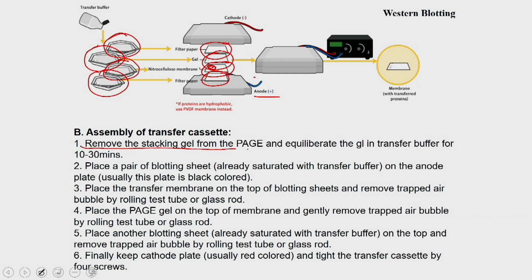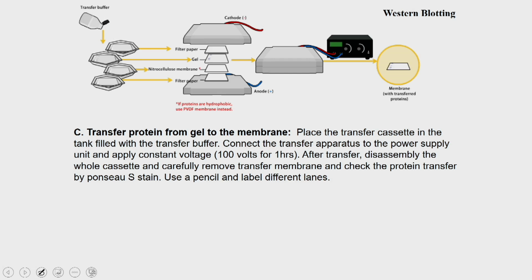Then you remove the stacking gel from the gel and incubate it. Once you are done, you put the cathode and tie it up with the help of the screws, then connect this to the power pack and run at 100 volts for 1 hour. So then you transfer the protein from the gel to the membrane: place the transfer cassette in the tank filled with the transfer buffer, connect the transfer apparatus to the power supply unit, and supply 100 volts for 1 hour. After the transfer, you disassemble, remove the screws, and carefully remove the transfer membrane.